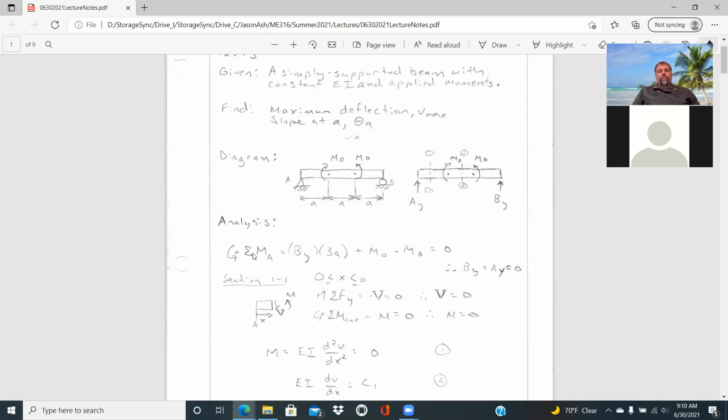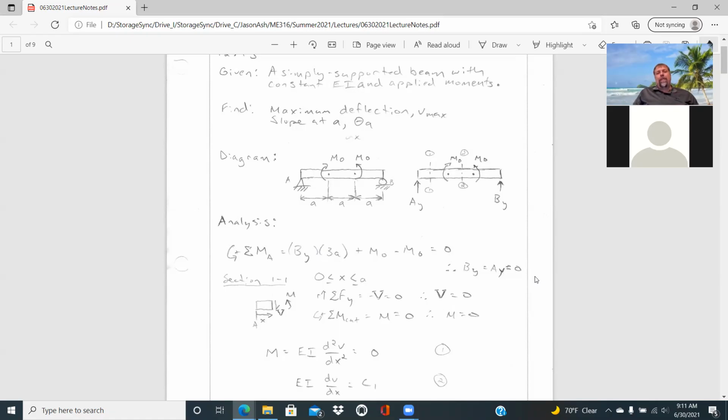And so just starting off then, if we sum our moments about A, what we'll find is that By times 3A plus an M0 minus an M0 is equal to 0. And so these moments are already canceling one another out. And that tells you that By has to be equal to 0. And since By is equal to 0, if you sum forces in the Y direction, it tells you Ay is equal to 0.